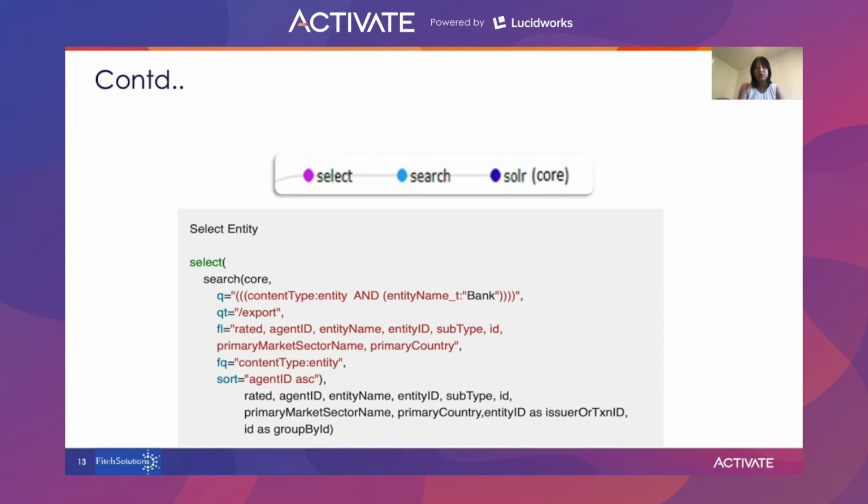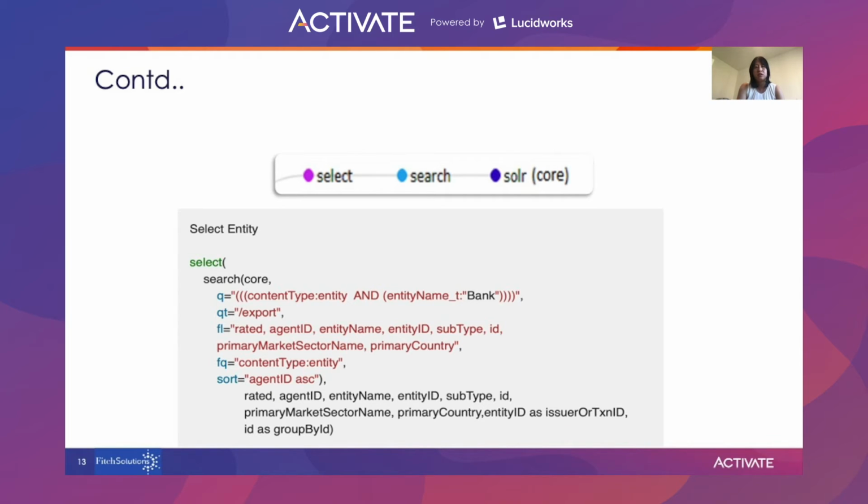We use the search function to filter out the matched tuples from the core Solr collection. A tuple is a streaming data element that consists of a combination of the raw data values and the timestamp. In the core collection, we are applying text search on entity name underscore T with the term bank. Add a filtering condition by specifying content type equal to entity. For sort option, we can apply any sort on any of your return fields.